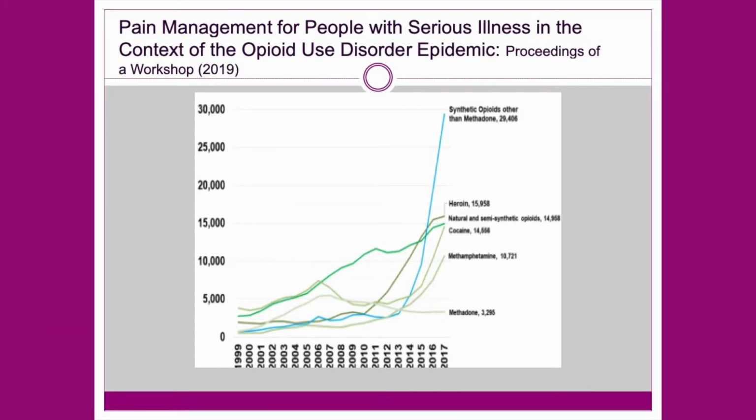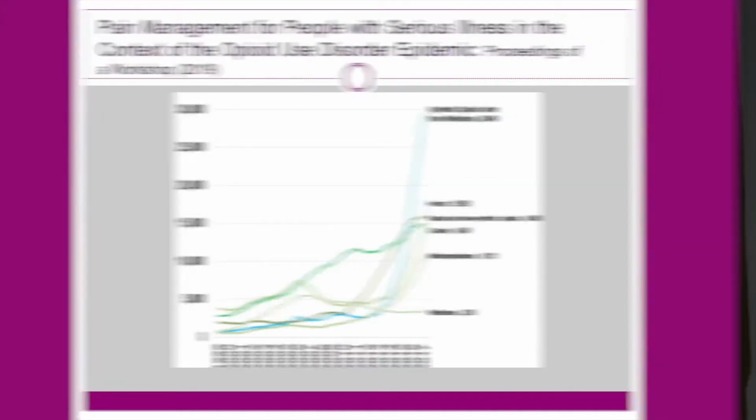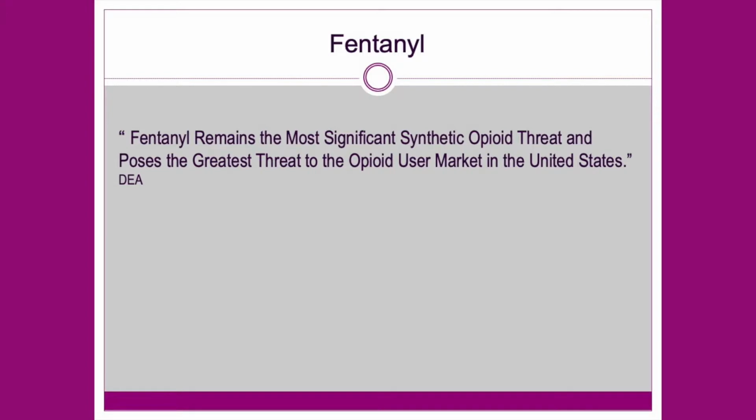A workshop was held earlier this year about dealing with opioids and chronic pain. And the only thing this graph shows you that's important is that fentanyl is clearly the most common opioid that causes overdoses in this country. And not only fentanyl alone, there are other relatives of fentanyl, like alfentanil and sufentanil, that are also used. So fentanyl is clearly the commonest drug that causes an opioid overdose death.